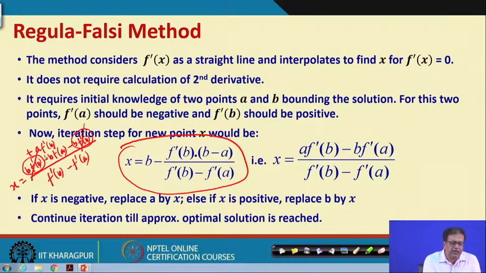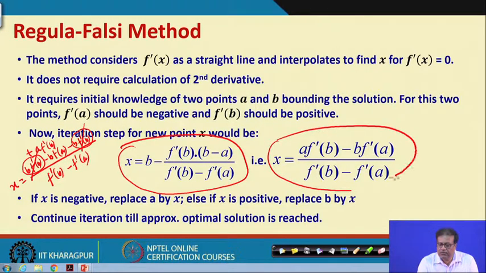So, what is remaining? A into f dash b minus b into f dash a by f dash b minus f dash a. So, if I put it here, that is how we get, from the interpolation equation, an expression, that is x equal to a f dash b minus b f dash a by f dash b minus f dash a. You just calculate this, all right.